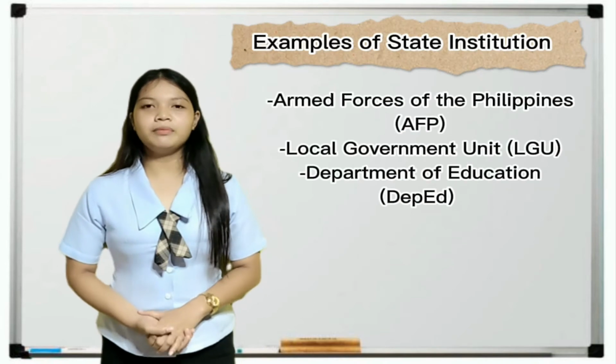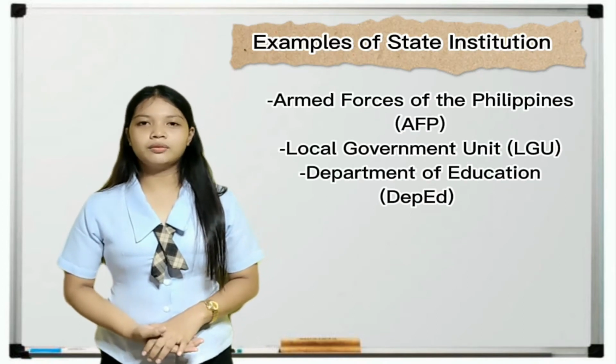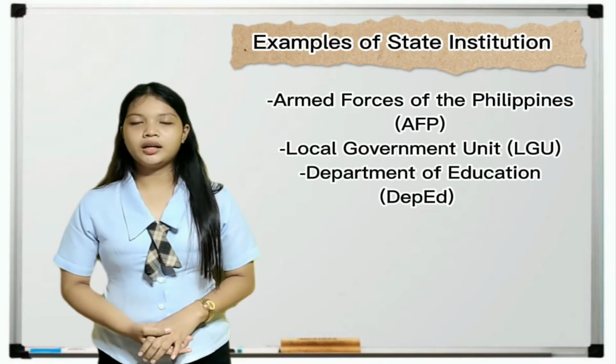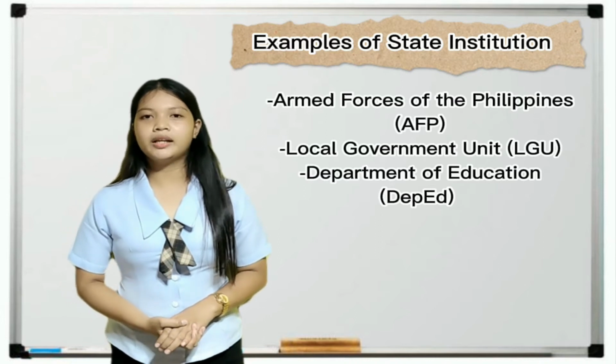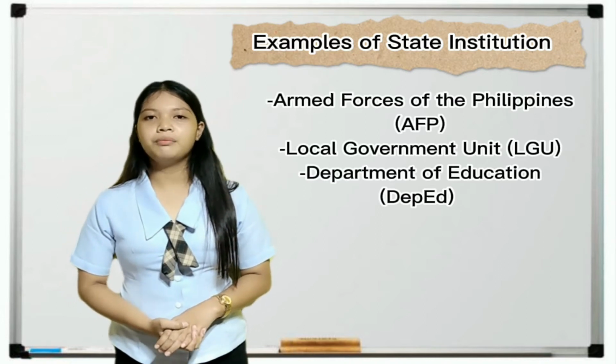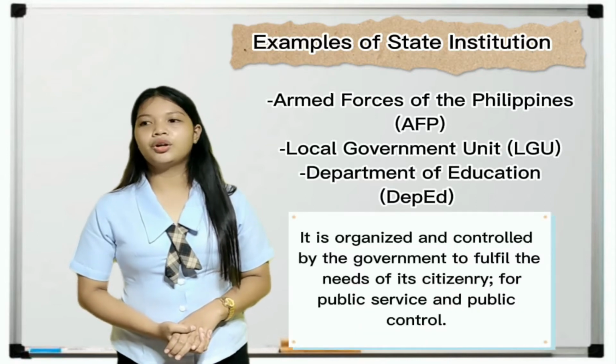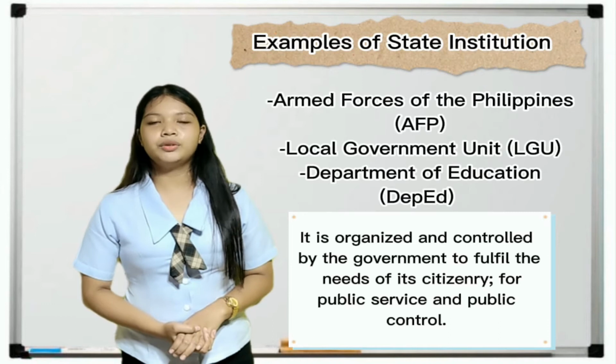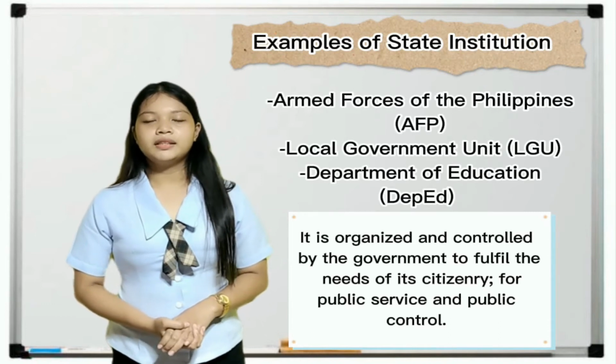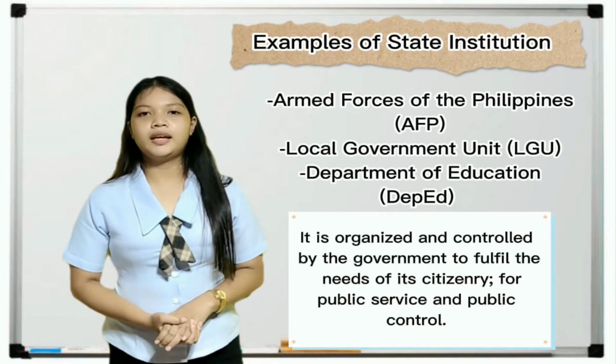Armed Forces of the Philippines or AFP, local government units or LGU, and Department of Education or DepEd are some of the examples of Philippine state institutions, which are organized and controlled by the government to fulfill the wishes of the Philippine state for public service and control.